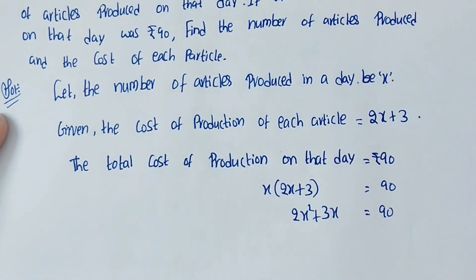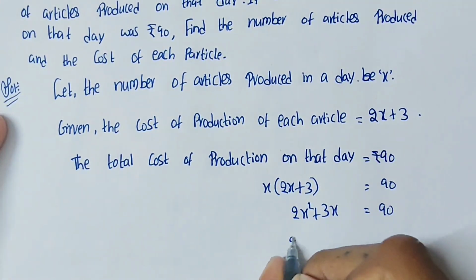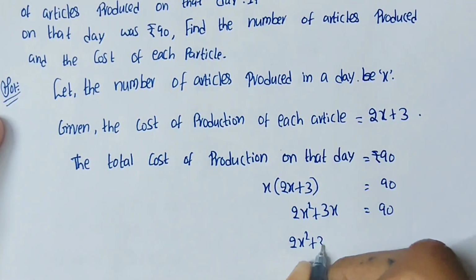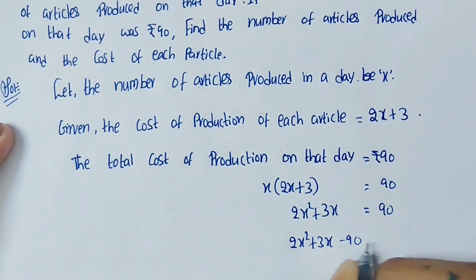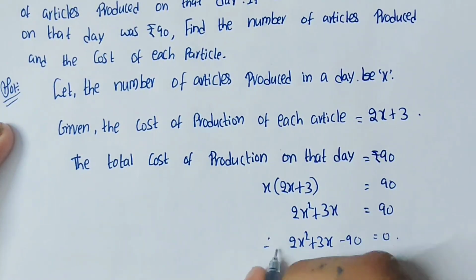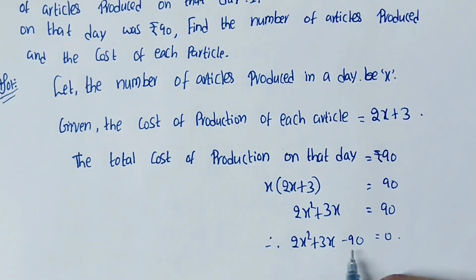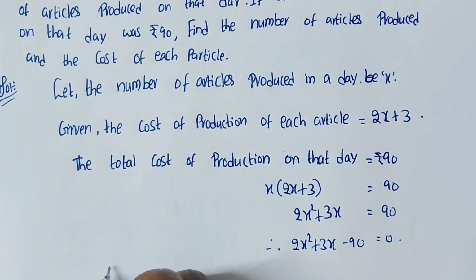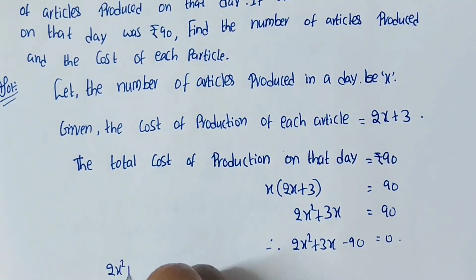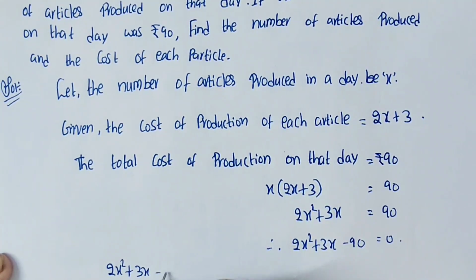Now I am going to transpose the 90 to the left side. Then it becomes 2x square plus 3x minus 90 equals 0. Therefore, we got 2x square plus 3x minus 90 equals 0.